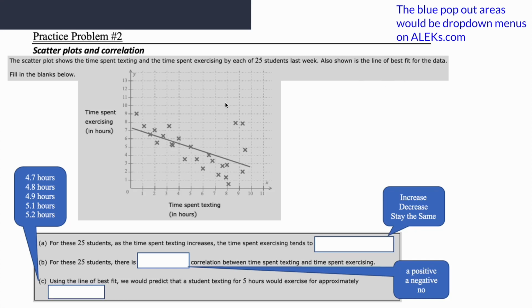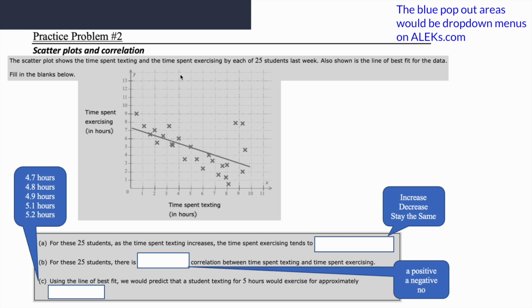All right, so in this video, we're going to take a look at some more scatter plots and our correlation between them. And we're going to look at that line of best fit that we just learned how to draw in the previous video and learn how to use that to estimate, or approximate, an amount.